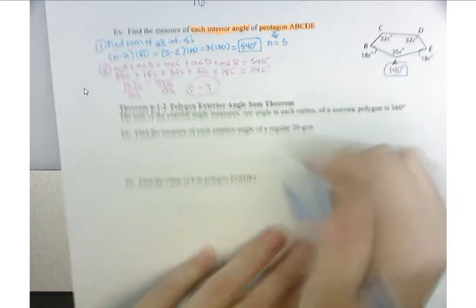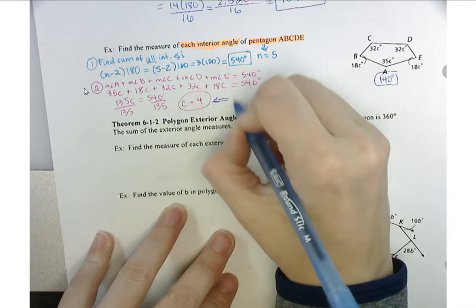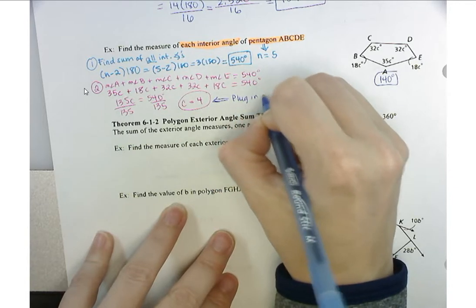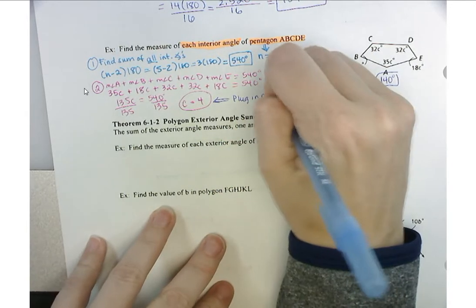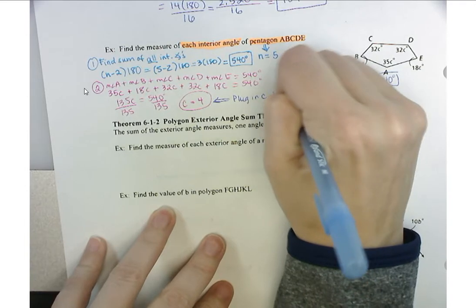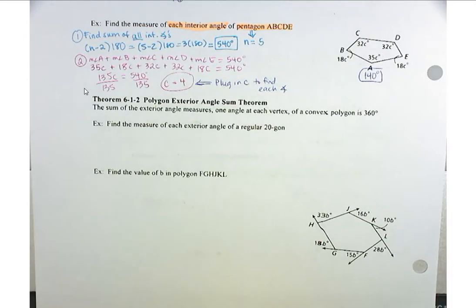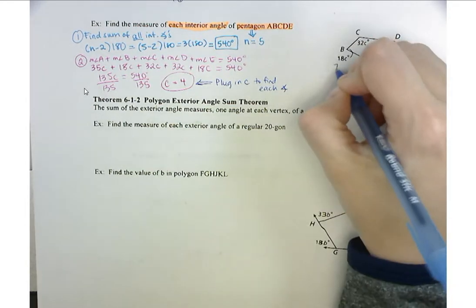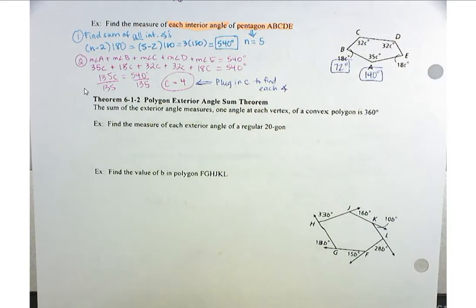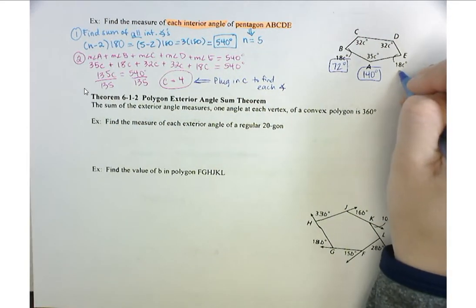Okay, so you're going to plug in C to find each angle. Okay, and then for B, you're doing 18 times 4. I would do 10 times 4 plus 8 times 4, because 10 times 4 is 40. 8 times 4, 32. 32 plus 40 is 72. And then this one is 18C as well, so that will be 72.